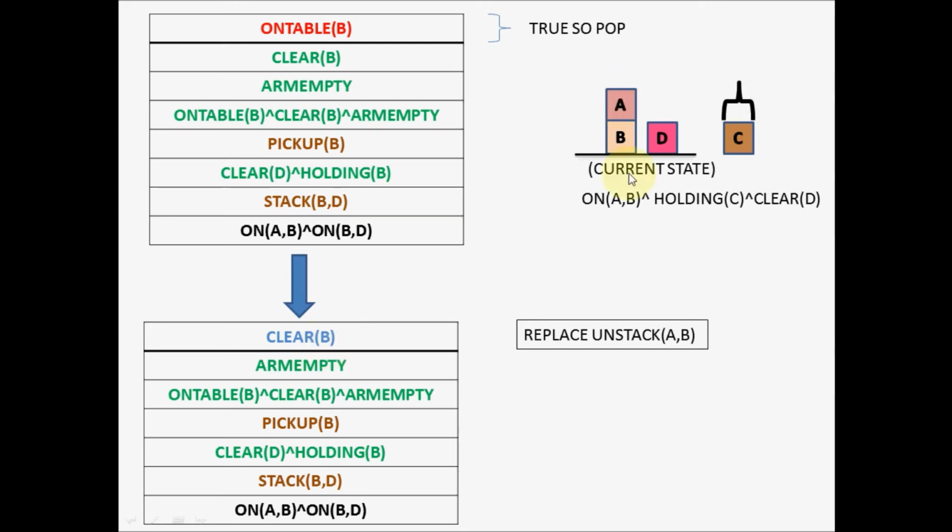Okay, even looking at this particular figure, it is very clear. Okay, how can you make B clear? You can make B clear by definitely unstacking A from top of B. Looking at this, you can easily say that it is unstack A comma B. Correct? Fine. And that's why I replace clear B with unstack A comma B.